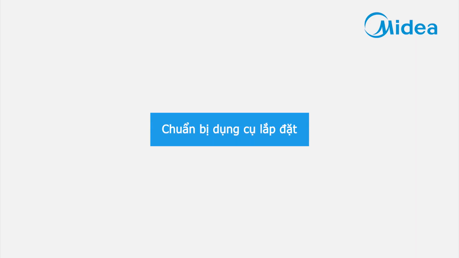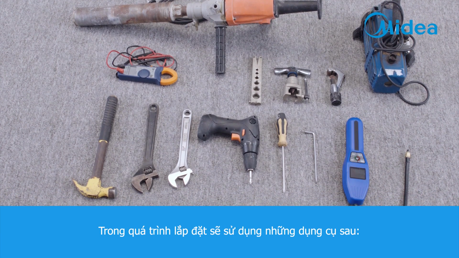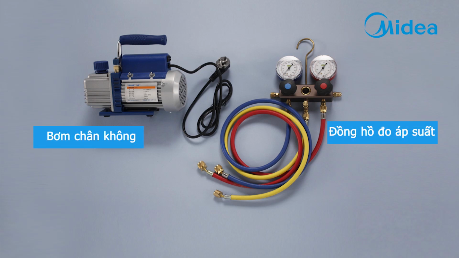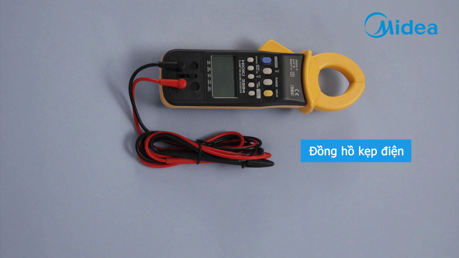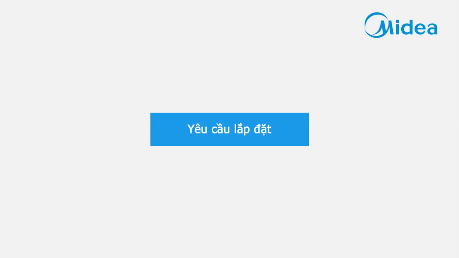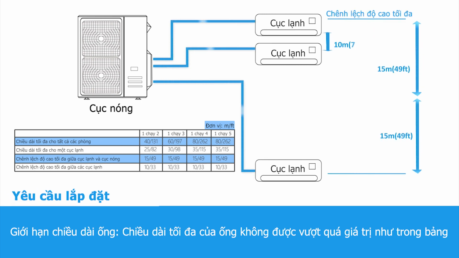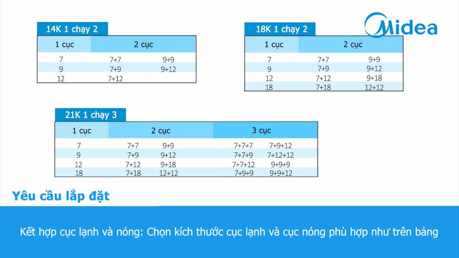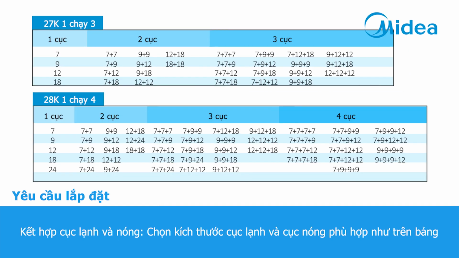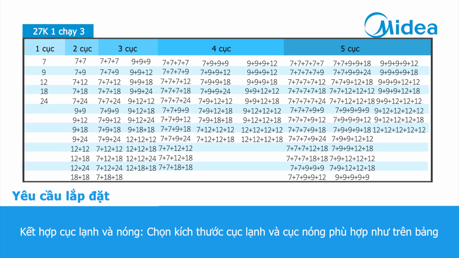Preparation of installation tools. During the installation, the following tools may be used: vacuum pump, pressure gauge, electric drill, clamp meter, multimeter. Installation requirement. Pipe length limits. The maximum pipe lengths should not exceed the values in the table. Combination of indoor and outdoor unit. Choose suitable indoor unit size and outdoor unit size according to the table.